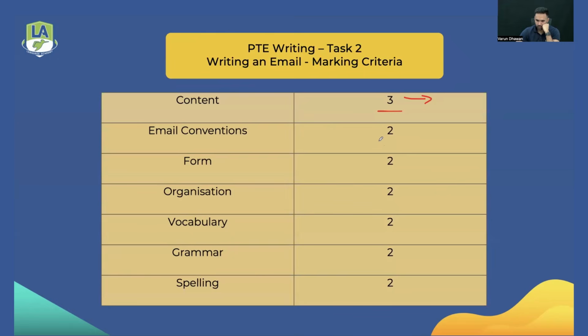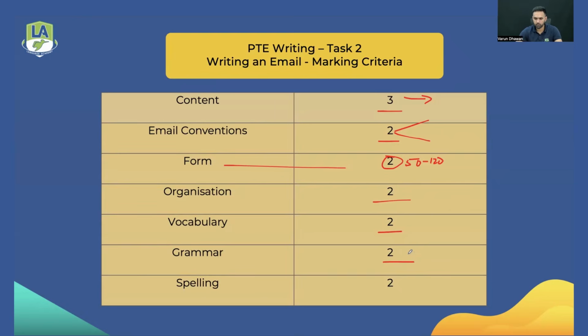2 points for email conventions. Email conventions are opening greetings and closing greetings. So if you have opening greeting and closing greeting, salutations, you will get full points. 2 points for form. To get 2 out of 2, you have to make sure you write between 50 to 120 words. For organization, you have to write around 3 paragraphs. For vocabulary, you have to use academic words. Grammar is pretty similar. No grammar mistake, 2 by 2.